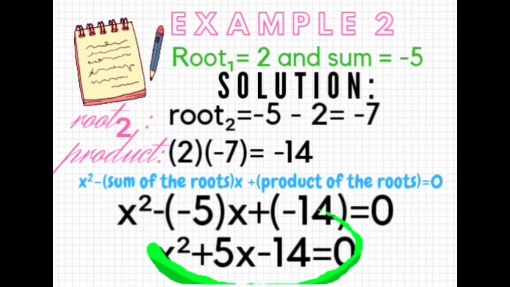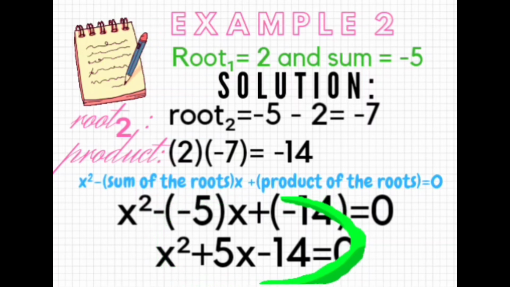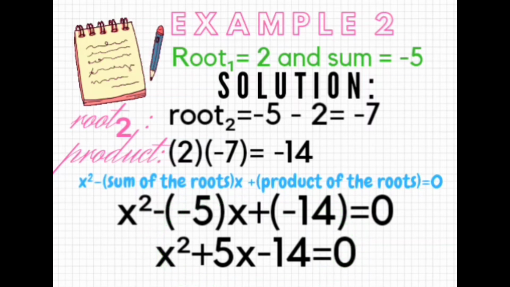So we just have to subtract positive 2 from negative 5. So we will have negative 5 minus 2, that is equal to negative 7. Negative 7 is the other root of the unknown quadratic equation. Then, for the product of the roots, we multiply positive 2 with negative 7, so the product is equal to negative 14.